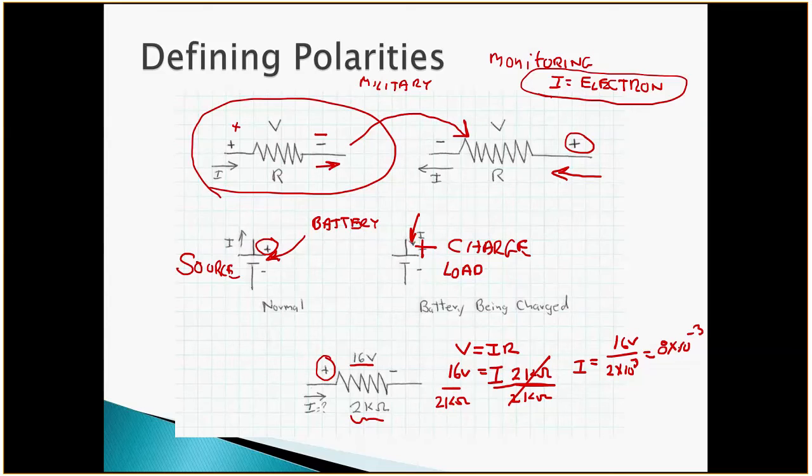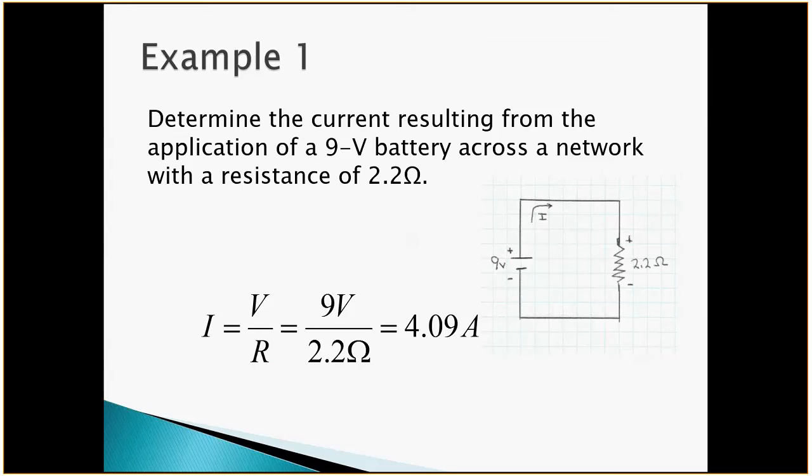And so in this case, the current flowing through that resistor would be 8 milliamps, or 0.008 amps. So that would be the solution to that very basic, simple problem. So let's look at a few examples here.